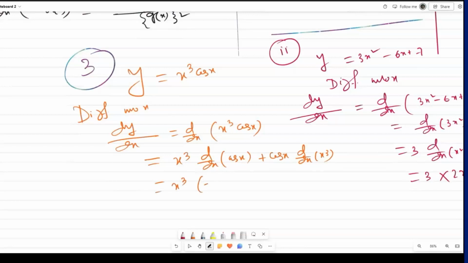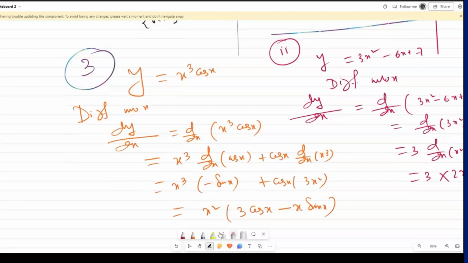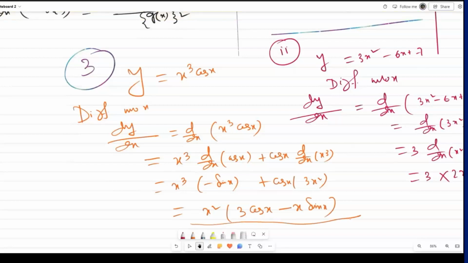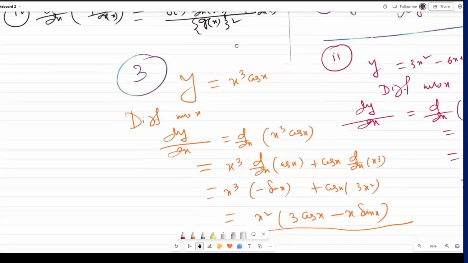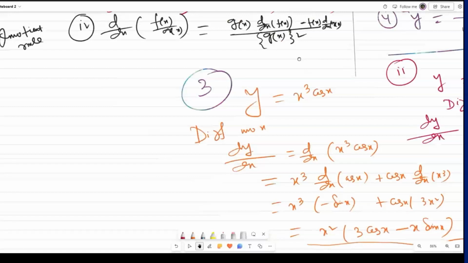So it is x cube into minus sin x, plus cos x into 3x square. You take x square common: x square times (3 cos x minus x sin x). Done. It's just simply using the formula. Rules you keep ready with you. I'll give you a set of problems. Otherwise, just use your formula. Nothing else.